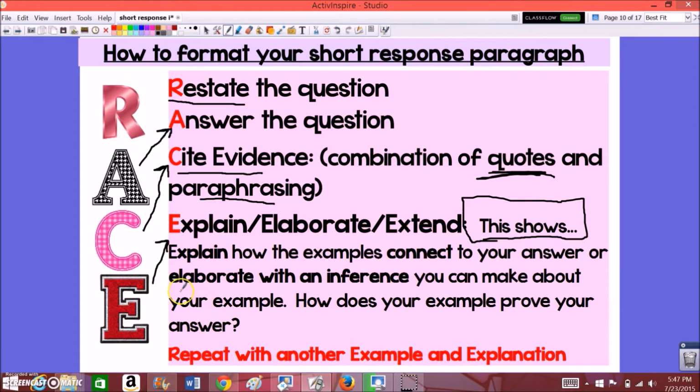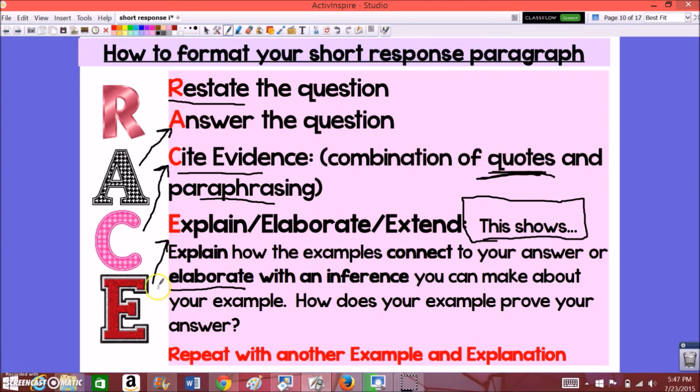You might also, depending on what the evidence is or what the question's asking for, need to elaborate on your evidence with an inference that you can make. So if your evidence, for example, is that the character slammed the door, but your answer is saying that the character is angry, how does slamming the door show that the character is angry? How did you infer from that action that the character was angry? And that could be part of your explanation. Always just basically think about how does your example prove your answer. That's what you always want to make sure you do in any written response where you are including evidence.